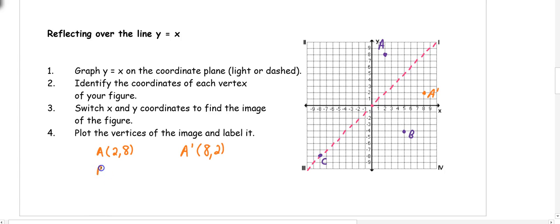B is currently at the point 5, -4. So my B prime would be -4, 5, because all I'm doing is flipping the x and the y. So I would go to -4, 5. This is my new B coordinate. Now, C is on the line of reflection. Anytime your point is on the line of reflection, it's going to stay in the same spot. So C is going to stay at -8, -8.